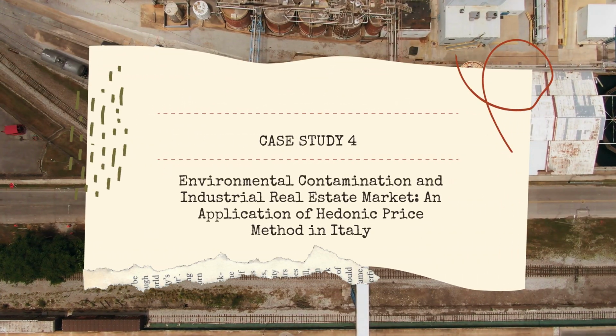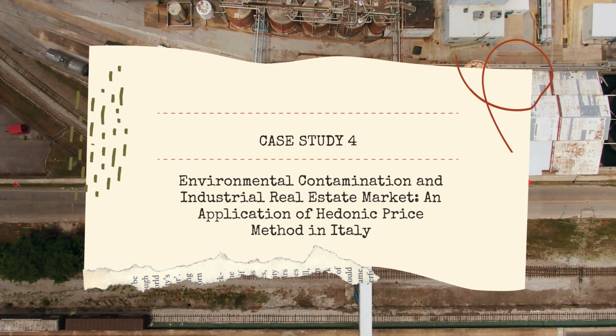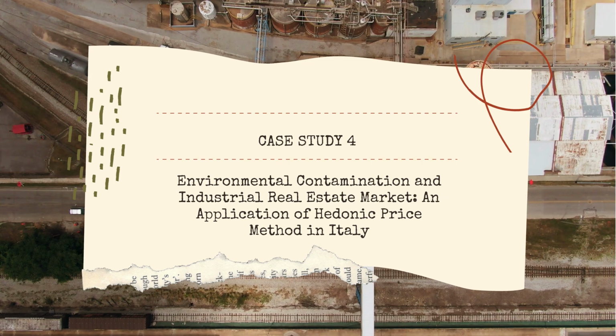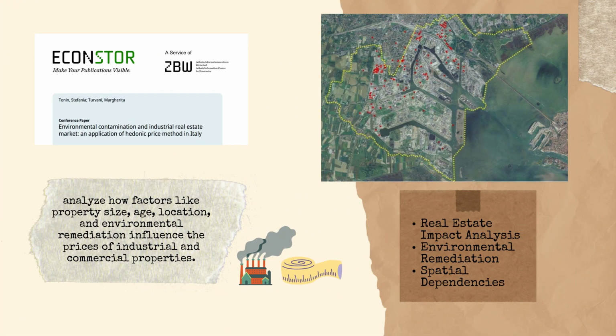Case study number 4 is environmental contamination and the industrial real estate market: an application of the hedonic price method in Italy. The purpose is to analyze how factors like property size, age, location, and environmental remediation influence the prices of industrial and commercial properties. The application used is real estate impact analysis, which evaluates how contamination and remediation influence property values. Next is environmental remediation, which quantifies the benefits of cleaning up contaminated sites on local property markets, and spatial dependencies to examine how neighboring property values interact.